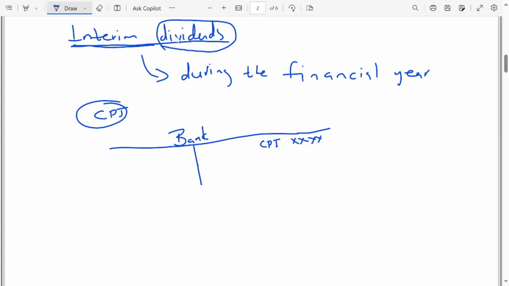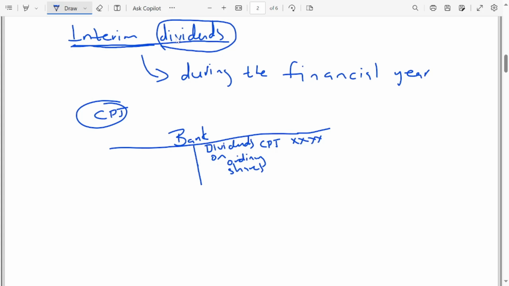We call this account the dividends on ordinary shares. Obviously, it is going to be the dividends on ordinary shares because, like I said in other videos, in grade 12 we only deal with the ordinary shares. So these dividends are paid on the ordinary shares.